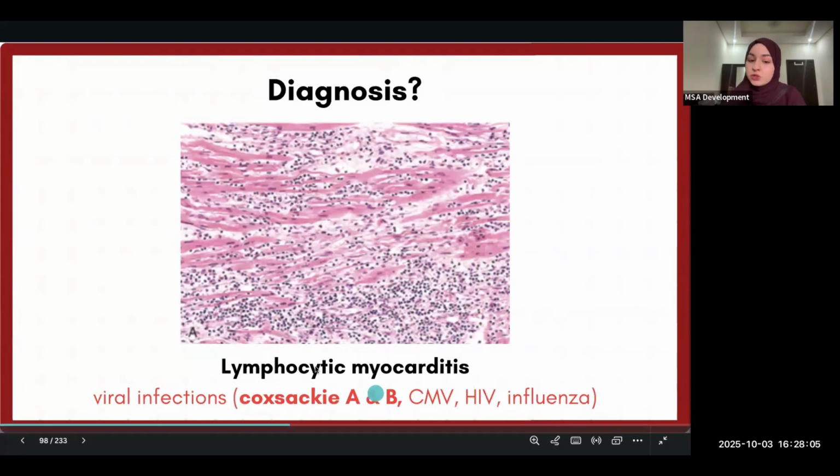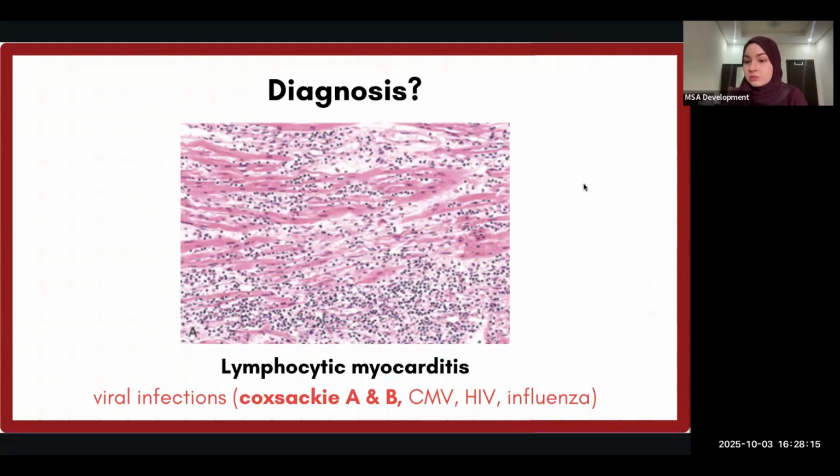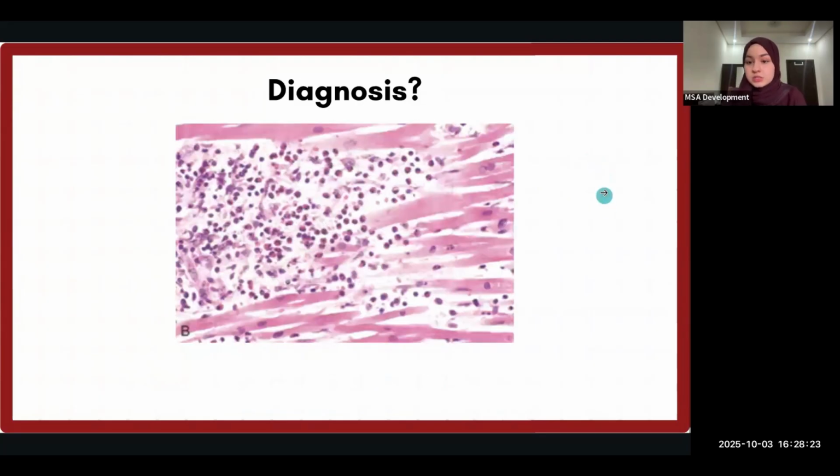Actually, it's important to know that this is lymphocytic myocarditis and it's caused by viral infections. Coxsackie A and B are very common, so it could come in the question. But if you get any viral mention in the question, you know it's lymphocytic myocarditis. Now you can see these lymphocytes everywhere.